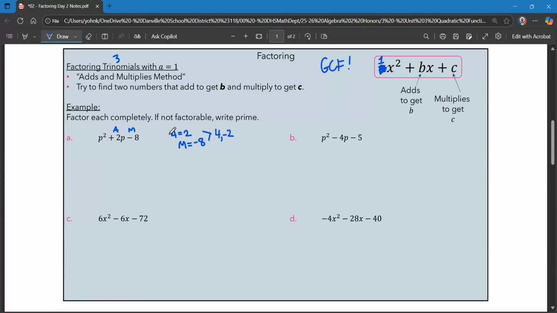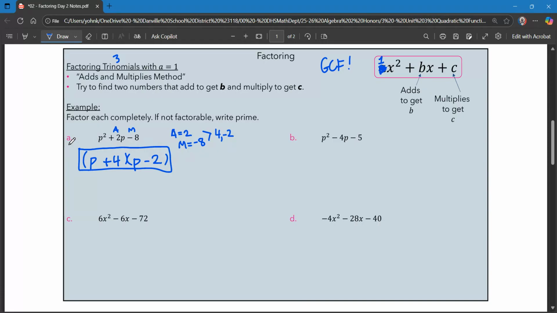I always try to think of numbers first that multiply and then see if I can get that to do the addition. Now, once you have those two numbers, you're going to take two parentheses and put the letter from the problem in the beginning of the parentheses. And then you're going to put one number in the first parenthesis, positive 4, and one number in the second parenthesis, negative 2. And that's your answer.